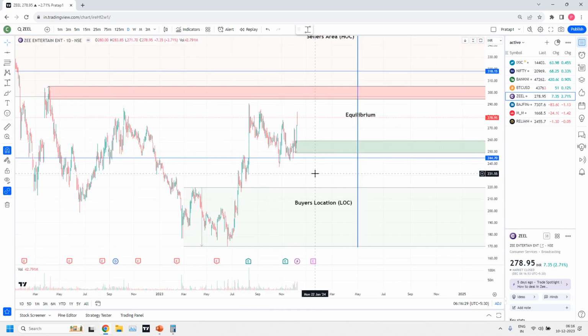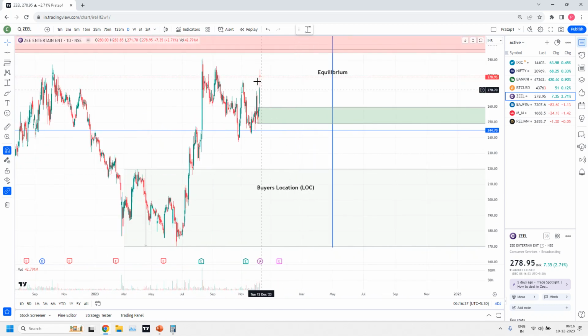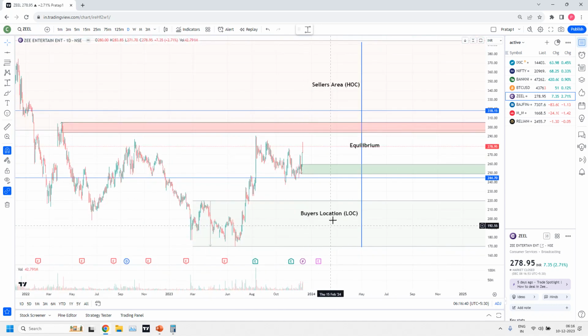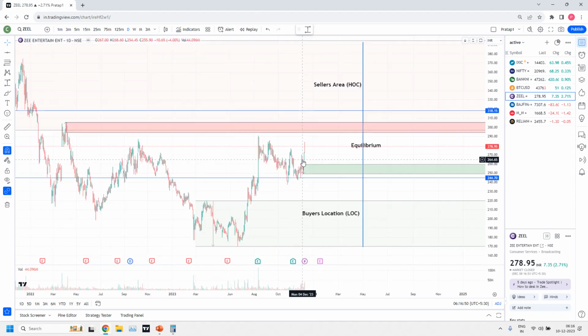For that, 2 important factors we need to observe. What is the first important factor? The location should be in my favor. Is the location in my favor? Is it in buyer's location? No, it is not in buyer's location. Okay, if not in buyer's location, at least is it in equilibrium? Yes, it is in equilibrium. So equilibrium is favorable to buyers and sellers.